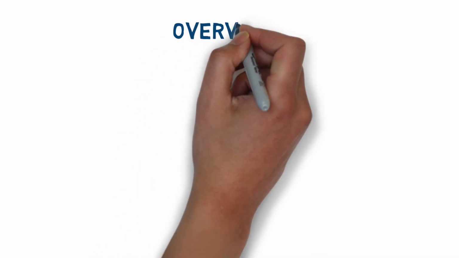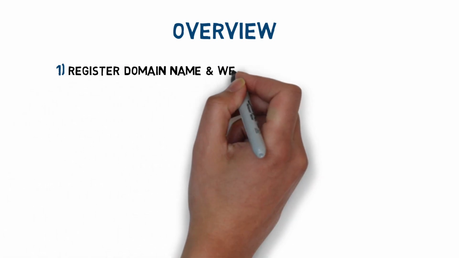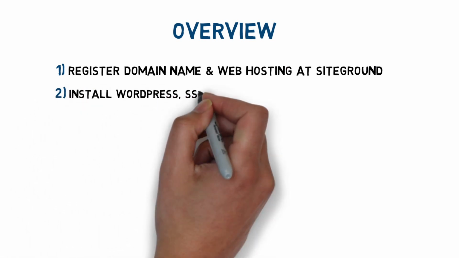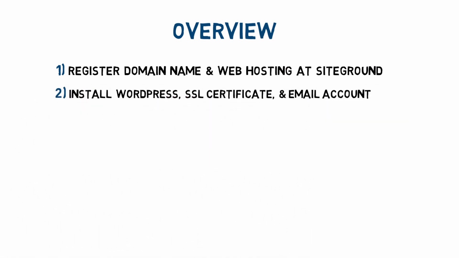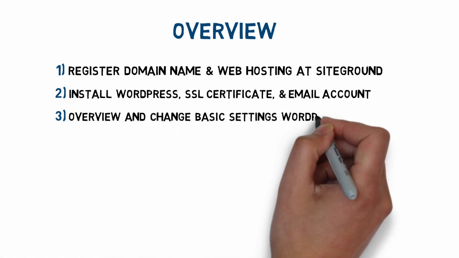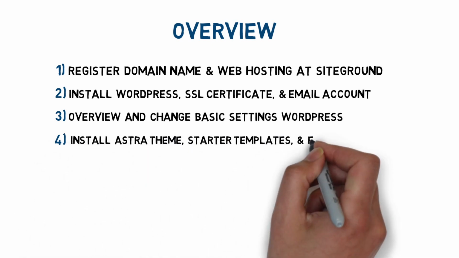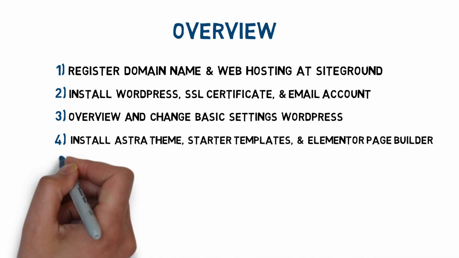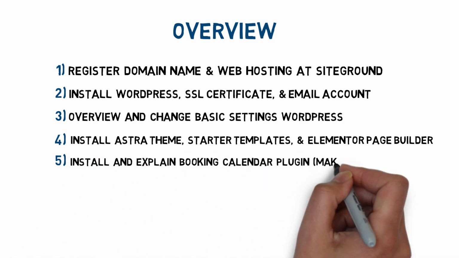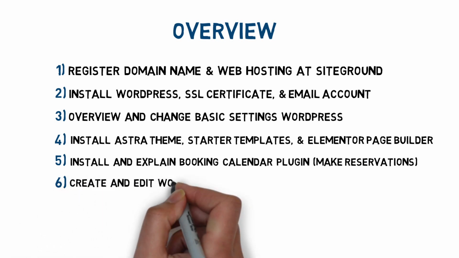Let me give you an overview of what we are going to cover in this video. First off, we are going to register a domain name and web hosting at Siteground. Secondly, install WordPress, SSL Certificate and email account. Thirdly, I will guide you through the basics in WordPress and change some settings. Fourthly, install the Astra theme, starter templates and Elementor Page Builder. Fifthly, installation and explanation of the booking calendar plugin for making reservations. At last, create and edit a WordPress website.